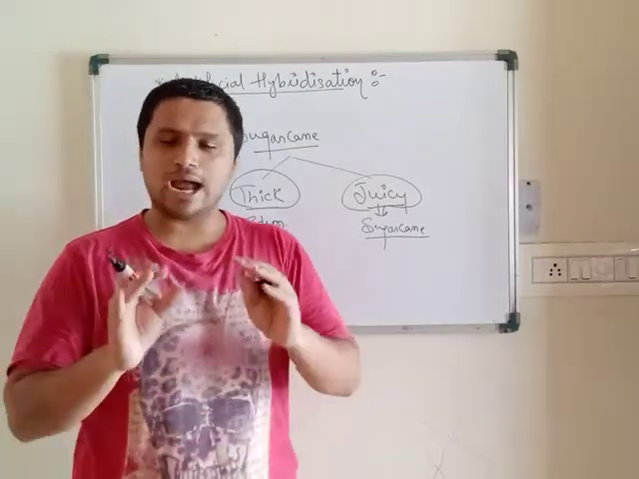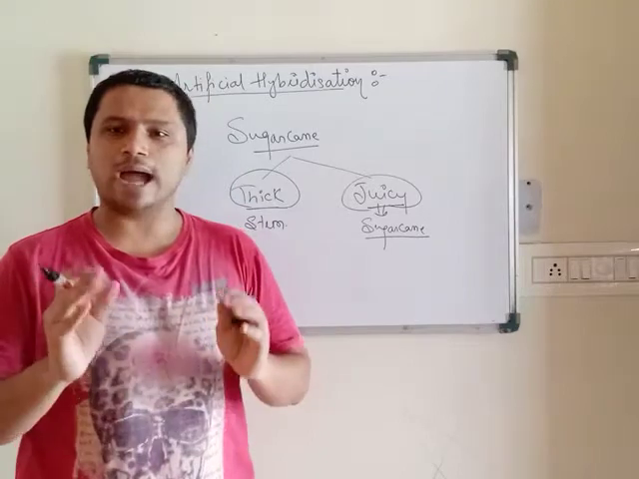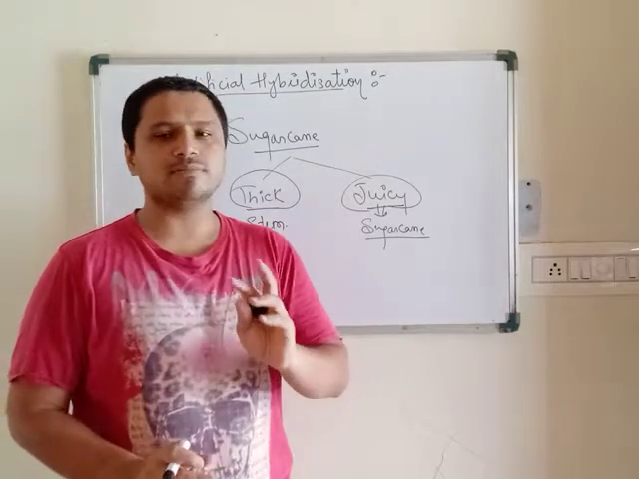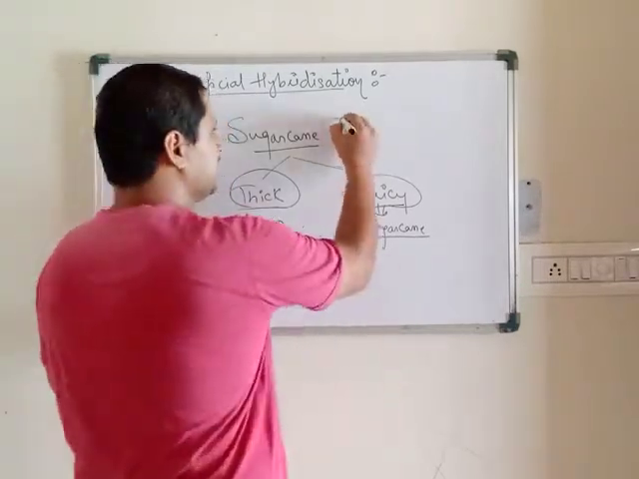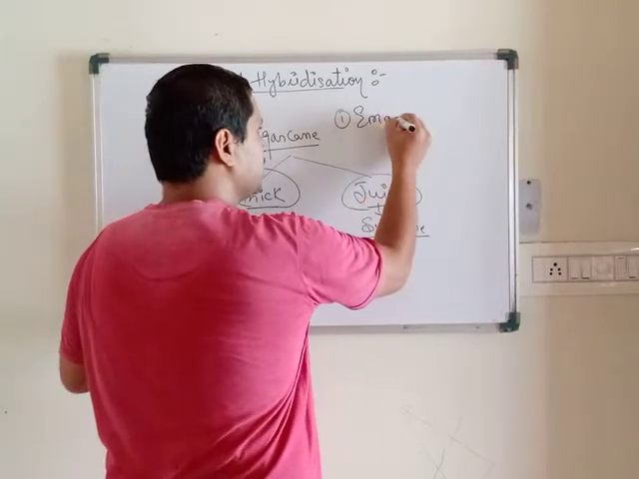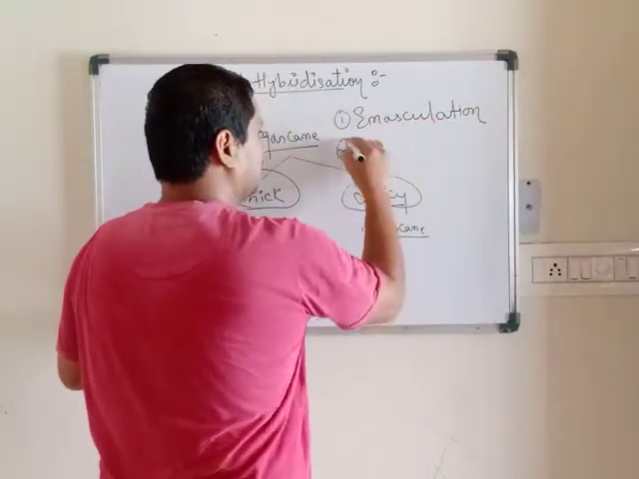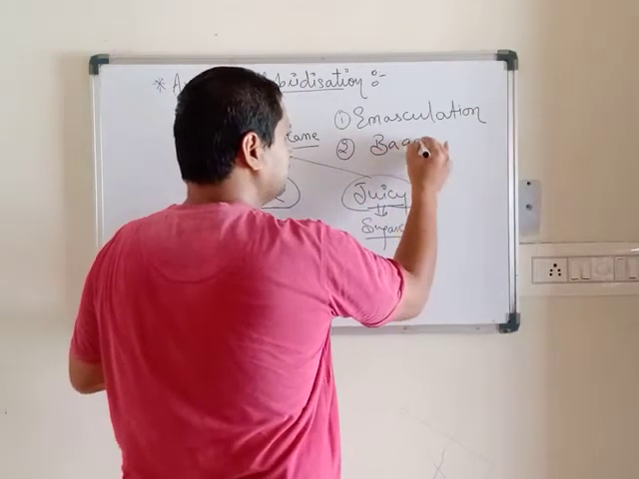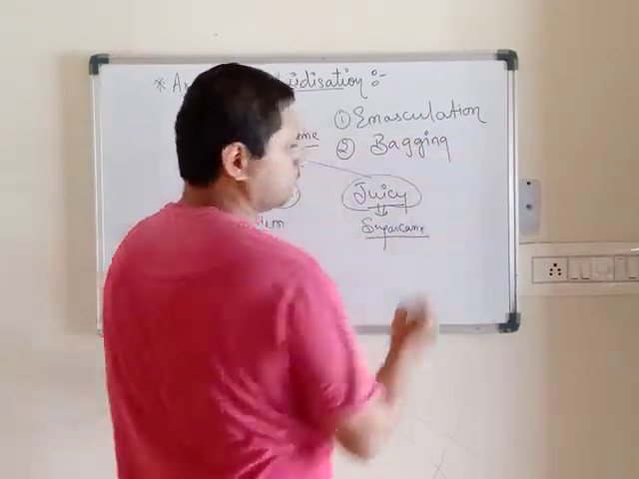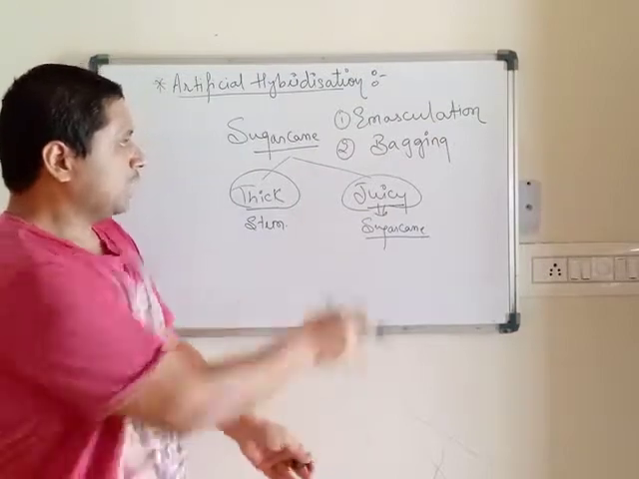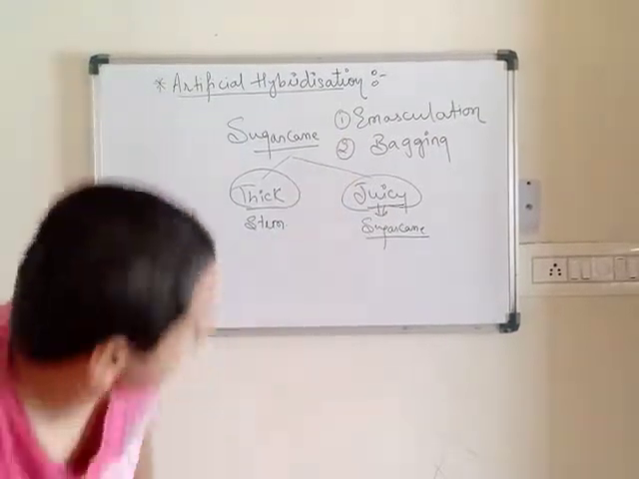Now over here, for artificial hybridization to happen, there are two techniques which are used. The first one is emasculation, and the other one is bagging. Okay children, now let us talk about emasculation first.